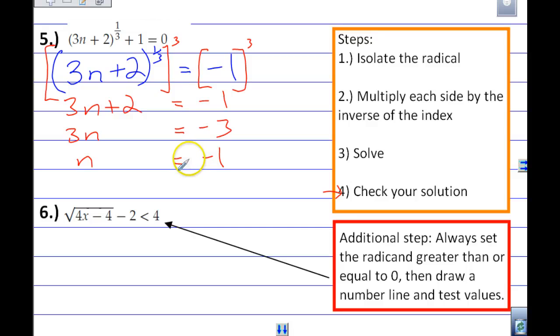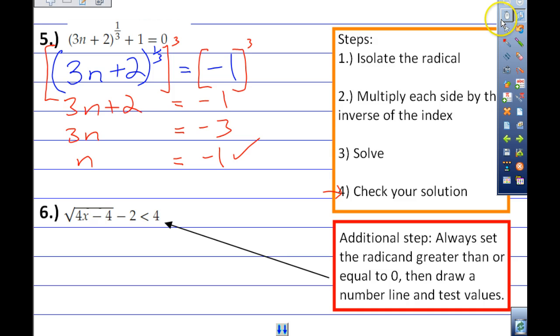So you can see the work, the difficulty, and everything is identical. Does it work? I'm going to check it. -1. 3 times -1 is -3. -3 plus 2 is -1. What's the cube root of -1? -1. -1 plus 1 is 0. Yeah, -1's an answer. It's 0 on both sides. So not too bad there.